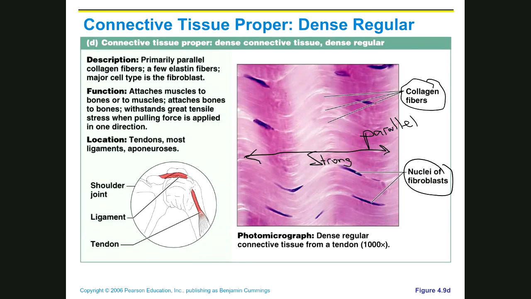Tendons connect muscles to bones. So look, if I pull on it this way, it's very, very strong. And it resists that pulling, it resists that tension. But if you pull on it this way, what do you think would happen? Look at it. What do you think is going to happen?